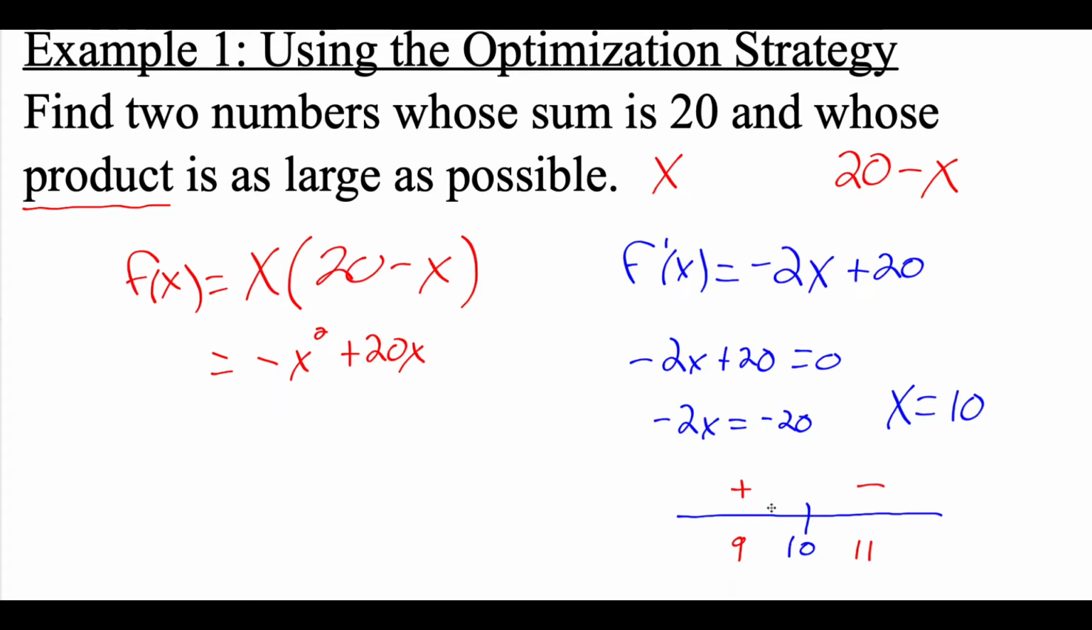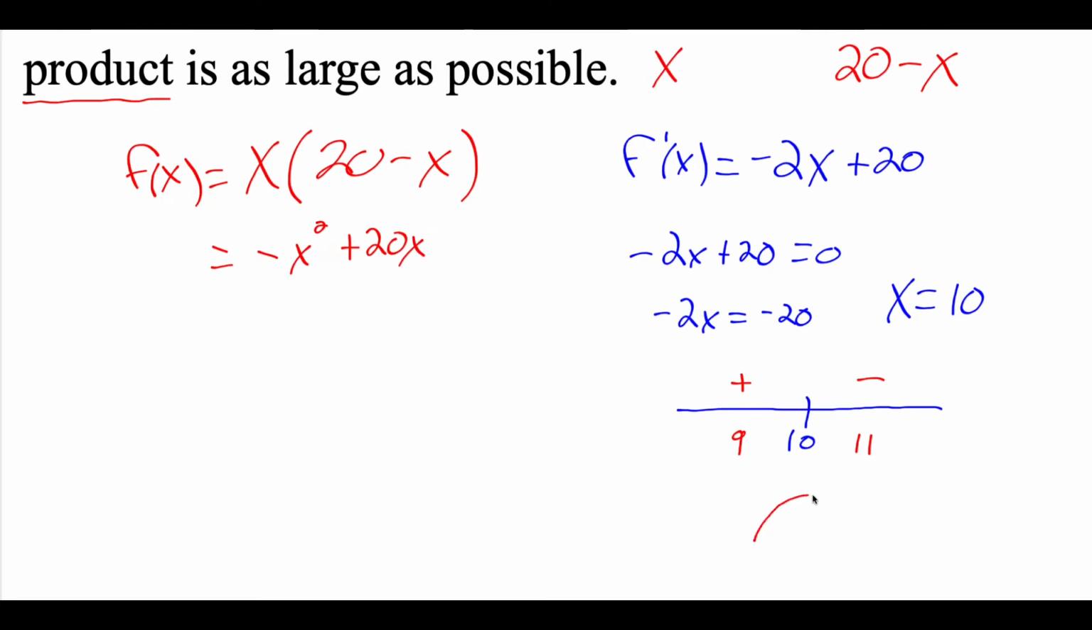So what we can see happening is to the left of this critical number, our function is positive or increasing, and to the right of this critical number, our function is decreasing. Because we were increasing and then decreasing, we found a maximum point on this graph. So that value of 10 is going to be the maximum x value that we can have. Then, if x is 10, that other number also has to be 10.